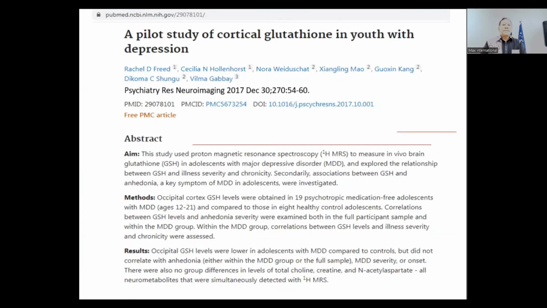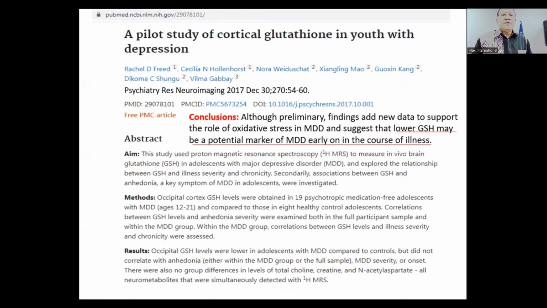Another study, a pilot study of cortical glutathione in youth with depression. This cortical means the cortex of the brain. Okay, so they measured using sophisticated machines and not by blood. Okay, and what did they find? Conclusion: although preliminary, findings add new data to support the role of oxidative stress in major depressive disorders and suggest that lower glutathione may be a potential marker of major depressive disorders early on in the course of illness.